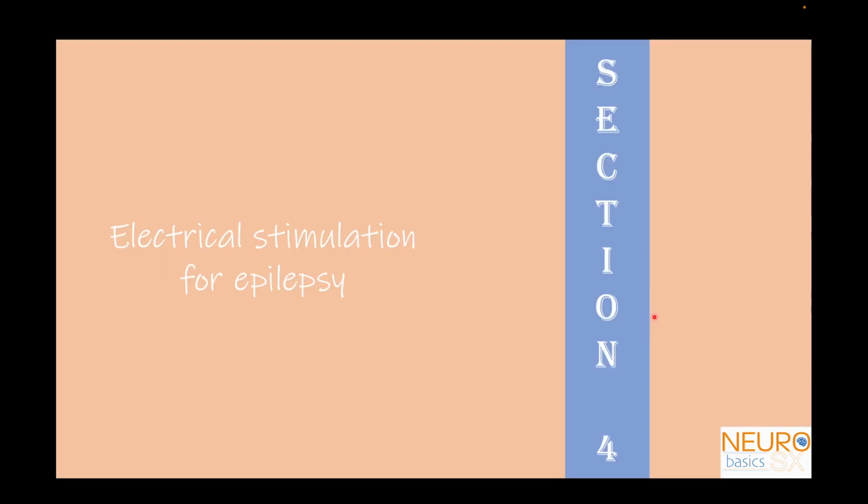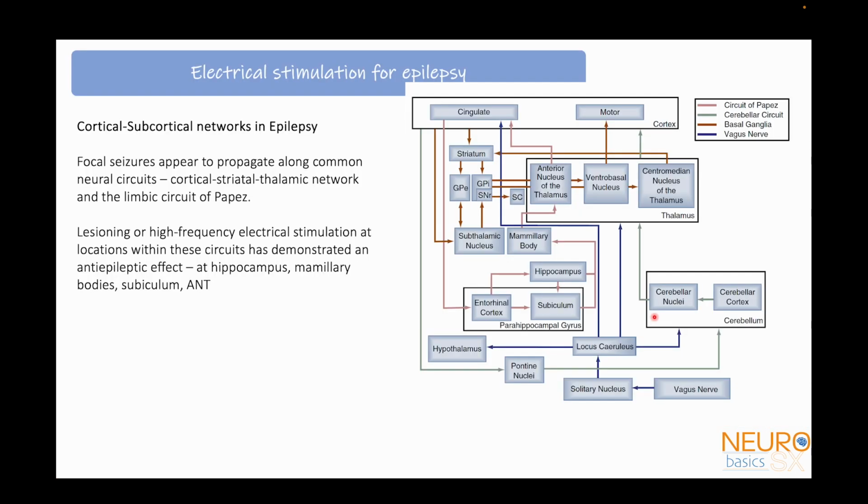Okay, so that brings us to the last section for the talk, that is electrical stimulation for epilepsy. Okay, now how does electrical stimulation work and what is it exactly? So the basic concept here is that there are networks in epilepsy, similar to networks that we will discuss when we discuss functional neurosurgery. There are networks along which epilepsy propagates and originates. So the focal seizures particularly appear to propagate along some common neural circuits.